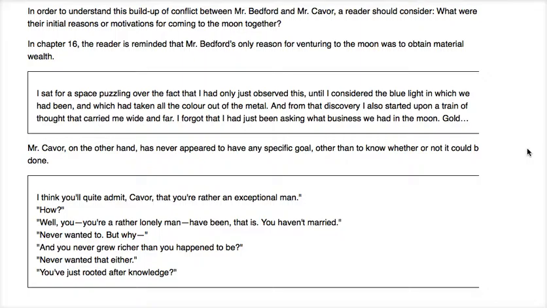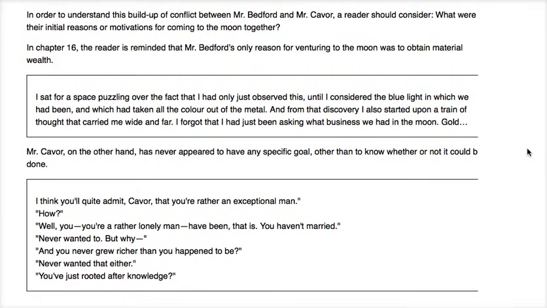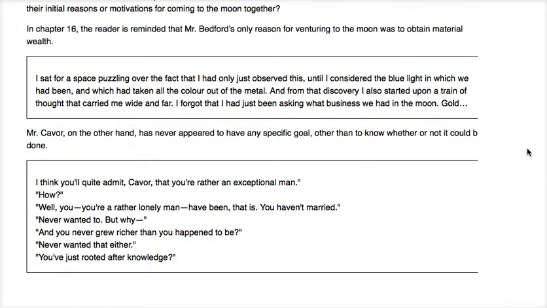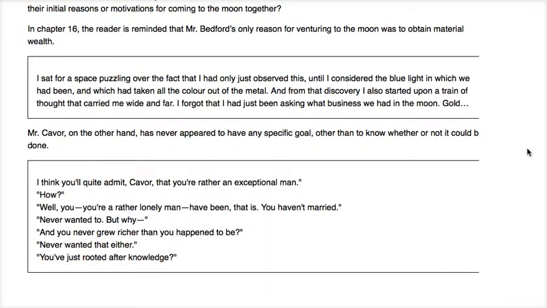So, I sat for a space puzzling over the fact that I had only just observed this until I considered the blue light in which we had been, and which had taken all the color out of the metal. And from that discovery I also started upon a train of thought that carried me wide and far. I forgot that I had just been asking what business we had in the moon.